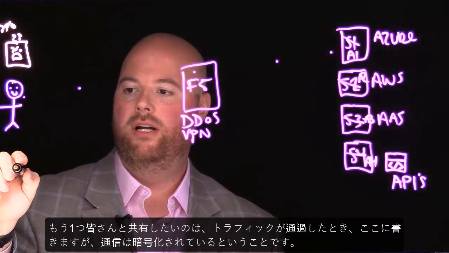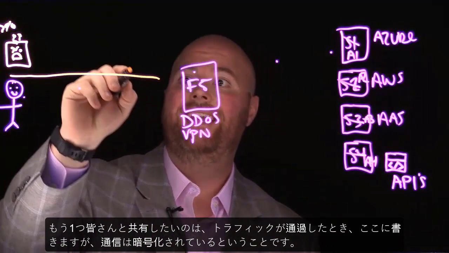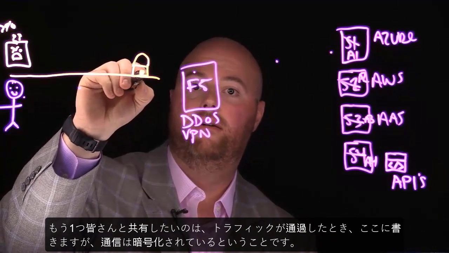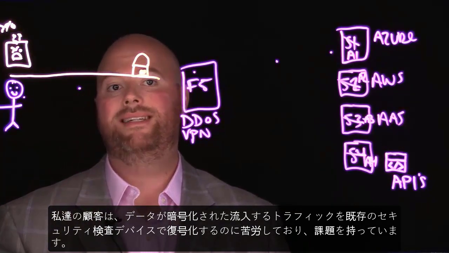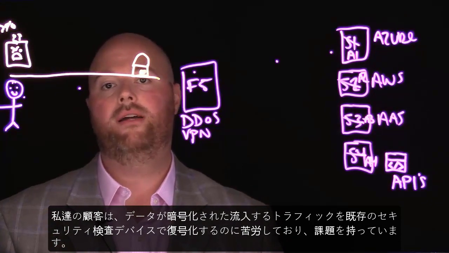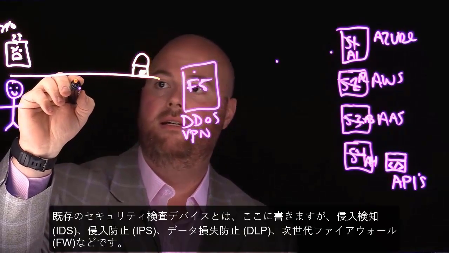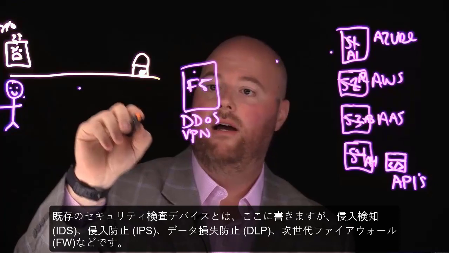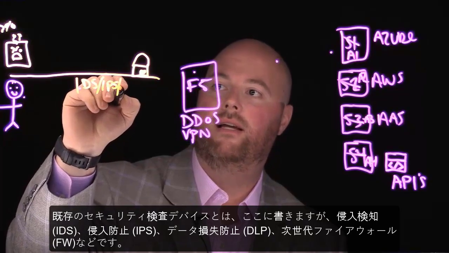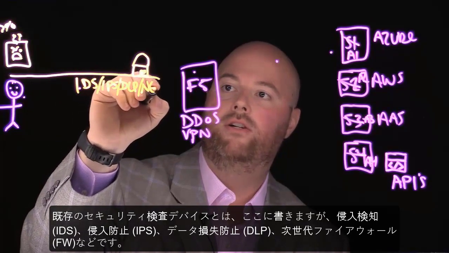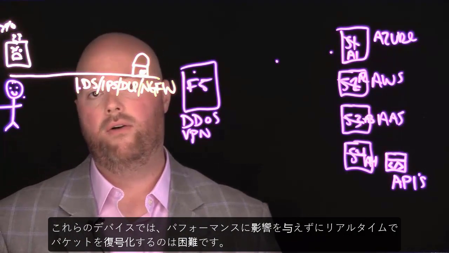The second thing that I want to share with you is that when traffic comes through, and I'll just put it right here, and it is encrypted, we have challenges seen with our clients with encrypted data, as well as the struggle that comes through with trying to decrypt ingress traffic with current security inspection devices. And these current security inspection devices, I'm just going to put down here as intrusion detection, intrusion prevention, things like data loss prevention, next generation firewall. These devices struggle to decrypt packets in real time without a performance hit.